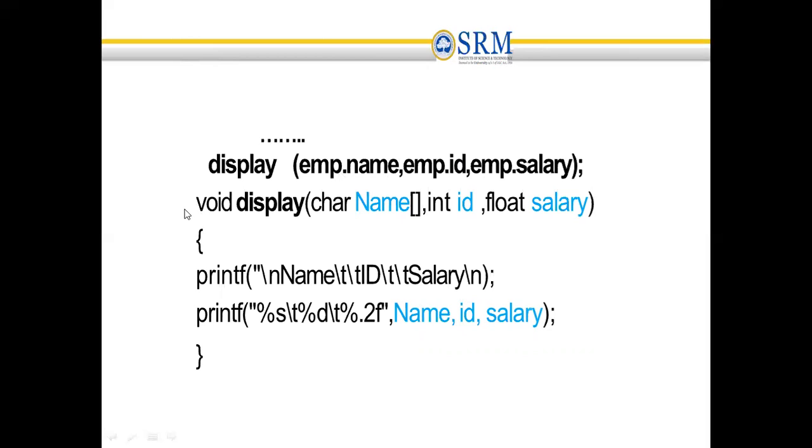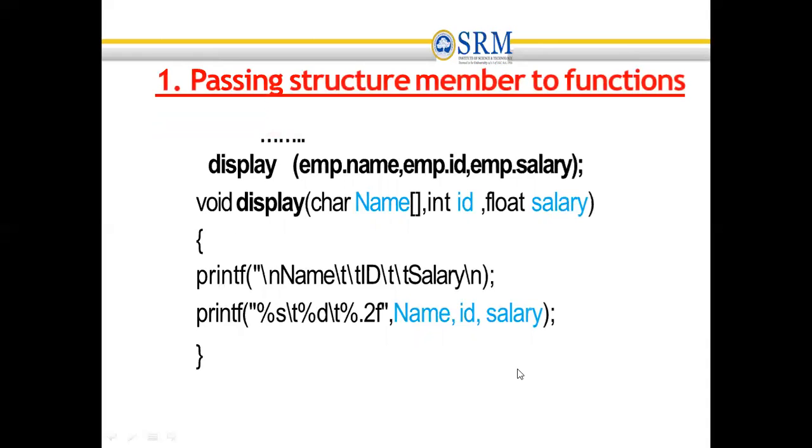So this is the called function. Otherwise we can call it a function definition, which receives those arguments which were sent through the actual function arguments. These are the formal function arguments which are going to catch the actual arguments sent through the function call. Inside the function, you can just display the member values. This is how you can pass the individual members of the structure to a function.